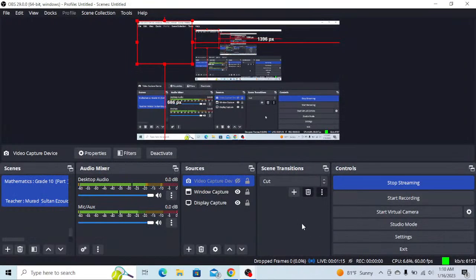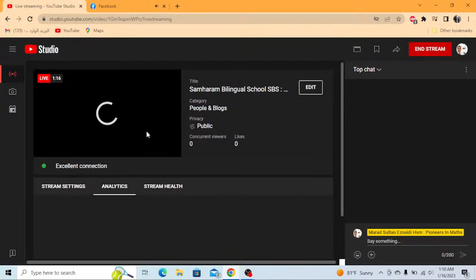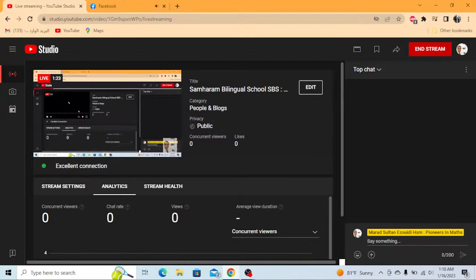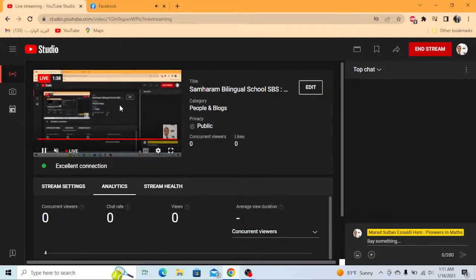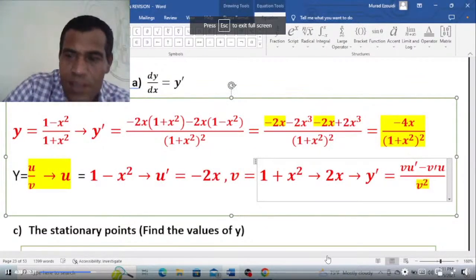It is equal to a fraction. This is the quotient rule we are going to use: v times u dash minus v dash times u, all divided by v to the power 2. I'll write it down here, then change x with v. This is the quotient rule, learners.